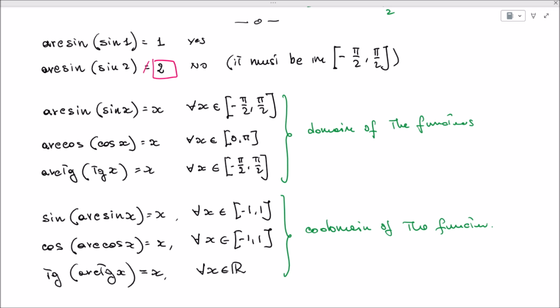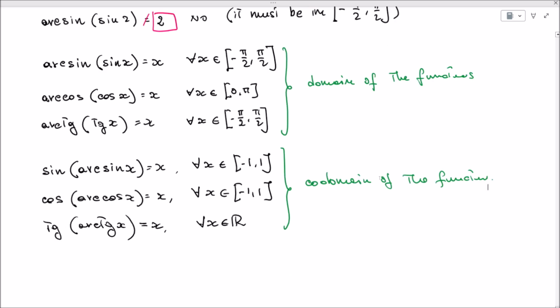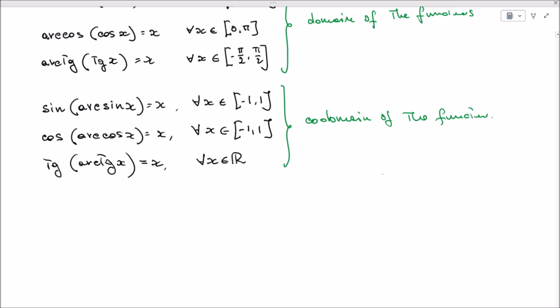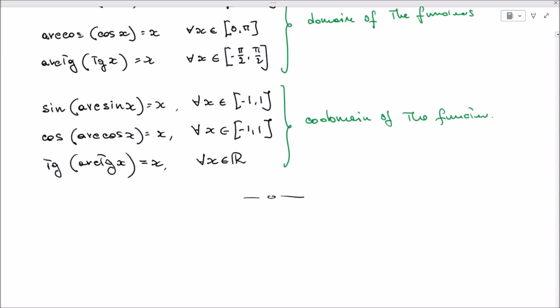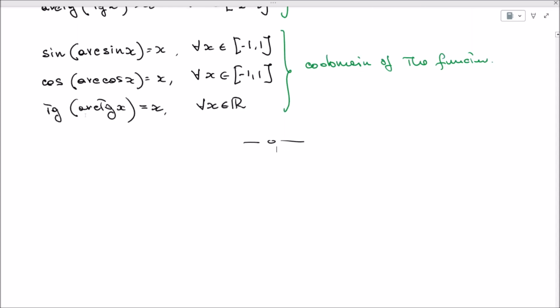We can say that when trying to solve equations that involve the inverse function, it's always good to resort to some pictorial representation. Let's suppose, for example, we were trying to solve the first equation, which is arc sine of 2. We saw that this cannot be 2, so we're trying basically to solve this problem.